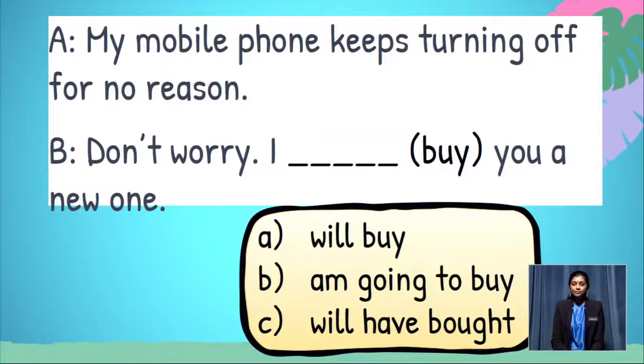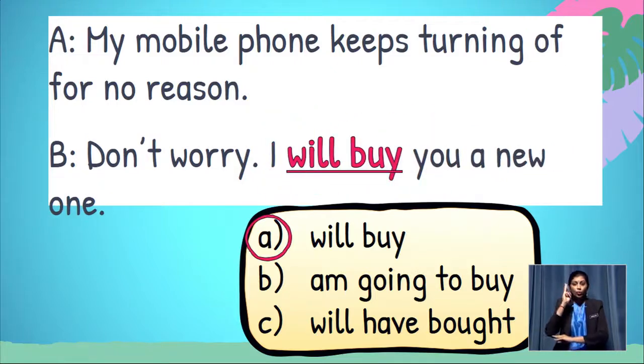My mobile phone keeps turning off for no reason. Don't worry, I'll buy you a new one. A, will buy, B, am going to buy, and C, will have bought. The answer is A. I'll buy you a new one because the speaker is making a decision at the moment of speaking.